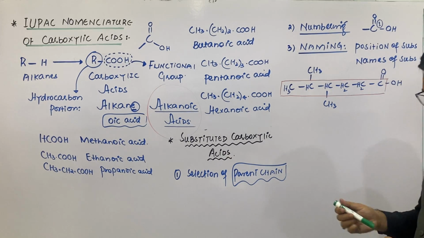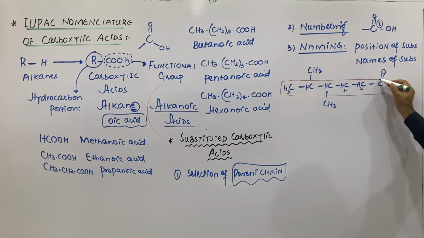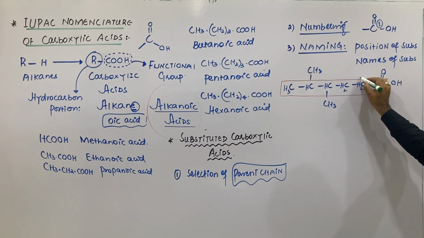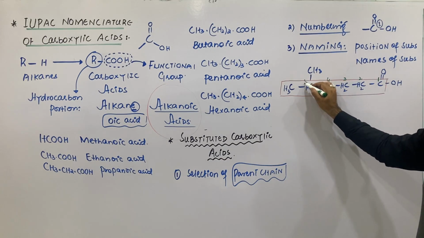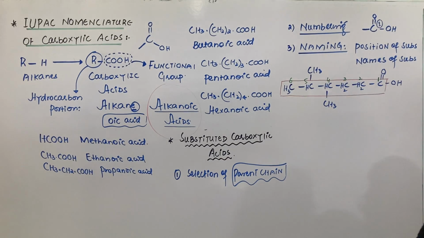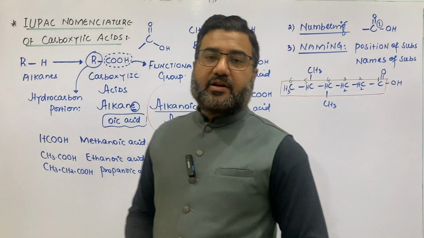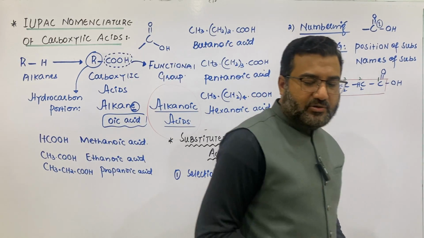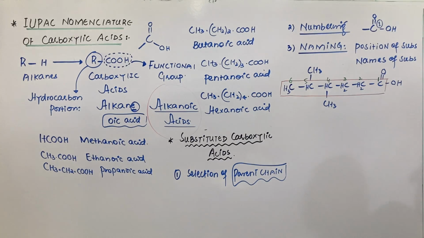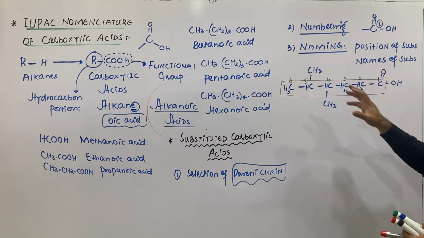Now numbering, we have already discussed that this carbon will always get number 1, 2, 3, 4, 5 and 6. The carbon of the functional group, according to the rules of the IUPAC, must get the lowest possible number. So here the carbon of the carboxyl group will be having numbering equal to 1. After numbering, now let us name.